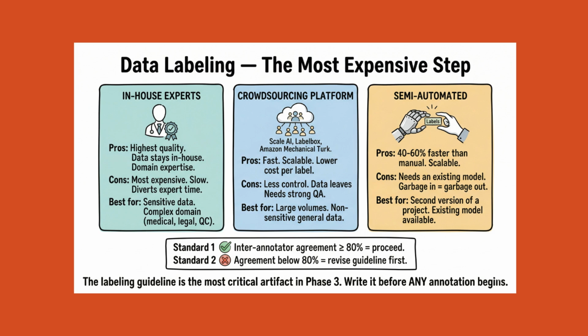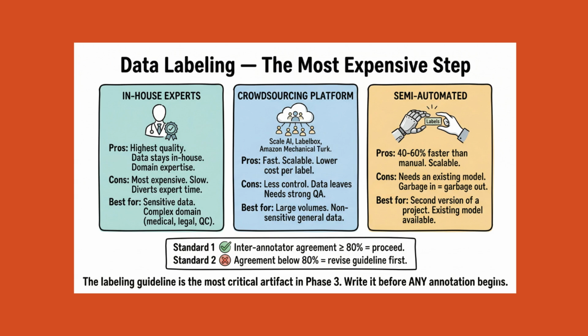Because data labeling accounts for the majority of Phase 3 time and cost, it deserves its own focused treatment. The key decisions you must make before labeling begins are: who labels, at what cost, with what quality control. For in-house expert labeling, your domain experts, medical professionals, legal analysts, quality control technicians, label the data themselves. Quality is highest. Cost is also highest, in terms of time diverted from their primary role. This method is appropriate when labeling requires genuine expertise, when the data is sensitive and cannot leave the organization, or when the volume is manageable.